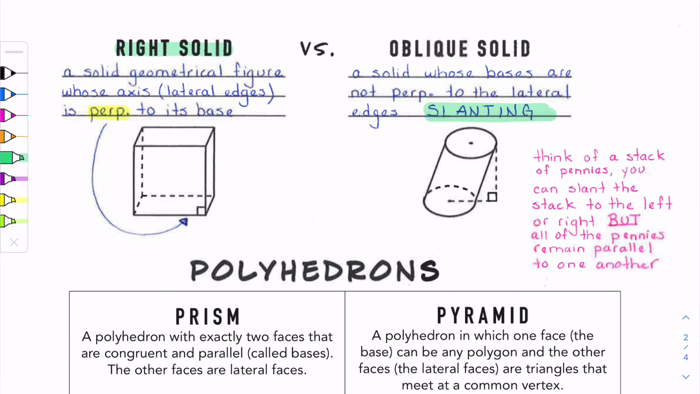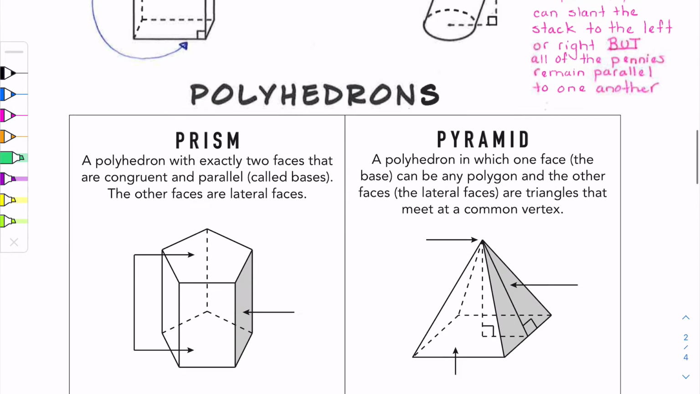Now let's jump into some polyhedrons. So we're talking about 2 different types. We're talking about prisms and we're talking about pyramids. So starting with prisms. A prism is a polyhedron with exactly 2 faces that are congruent and parallel. These are called bases. That's very important. The other faces are called lateral faces.